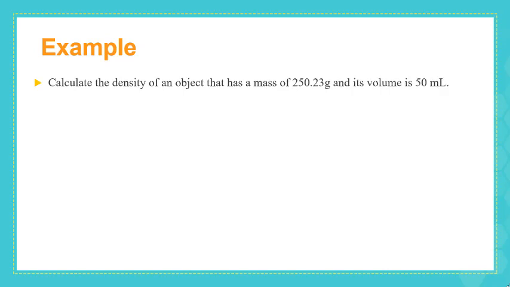Let's take an example. Calculate the density of an object that has a mass of 250.23 gram and its volume is 50 milliliter. Convert the density to SI unit. Pause the video and try to solve it on a draft paper. Have you finished? Let's start.